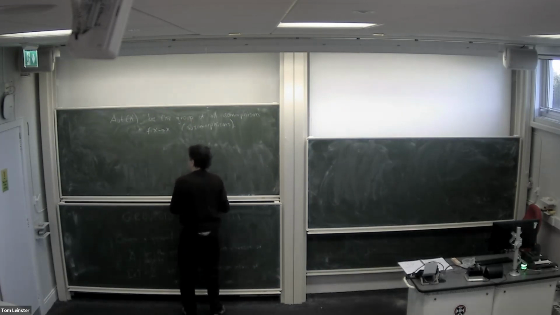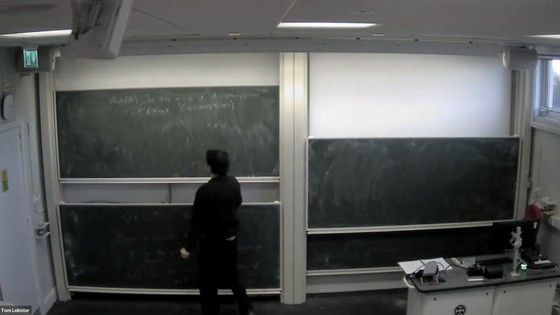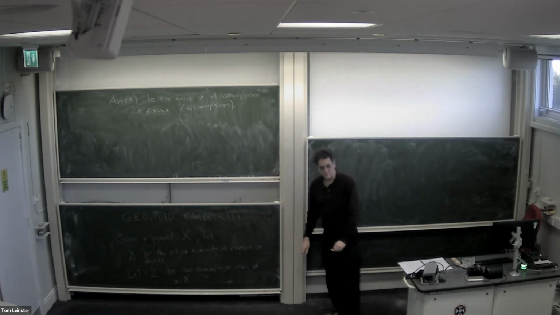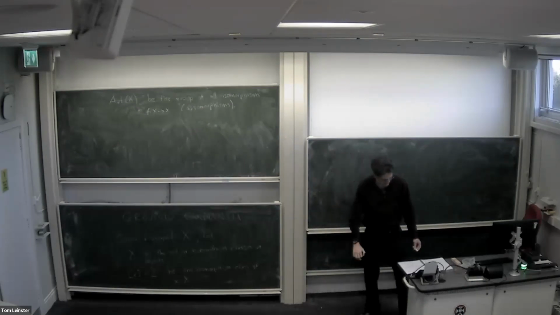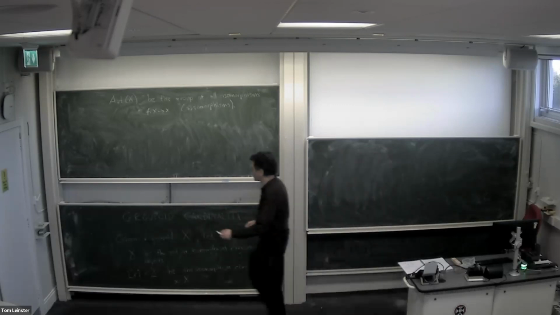Now the other board isn't visible, but that's okay. So yeah, this is the group of all isomorphisms from X to X. And since we're in a groupoid, that's all the morphisms from X to X. Okay, now here's the definition of cardinality.